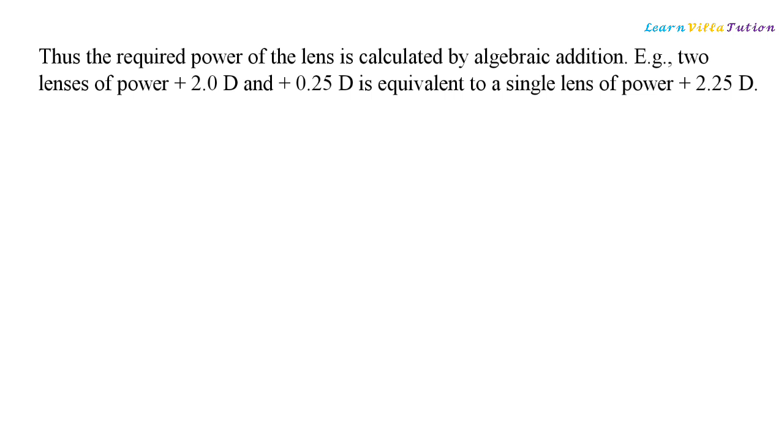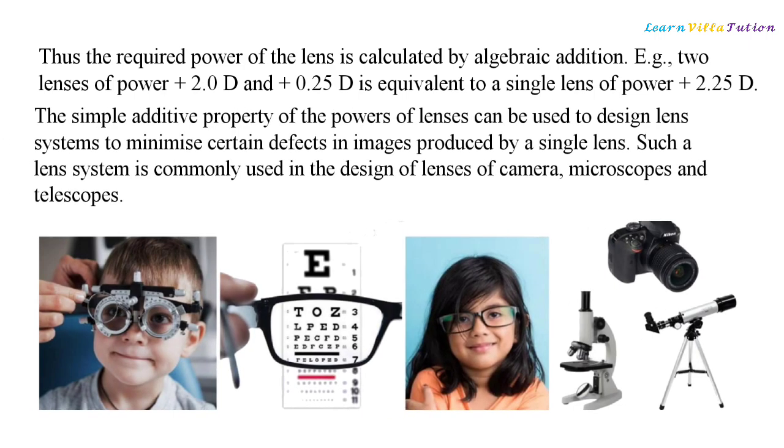Example, 2 lenses of power plus 2.0 diopter and plus 0.25 diopter is equivalent to a single lens of power plus 2.25 diopter. The simple additive property of the powers of lenses can be used to design lens systems to minimize certain defects in images produced by a single lens. Such a lens system is commonly used in the design of lenses of camera, microscopes and telescopes.